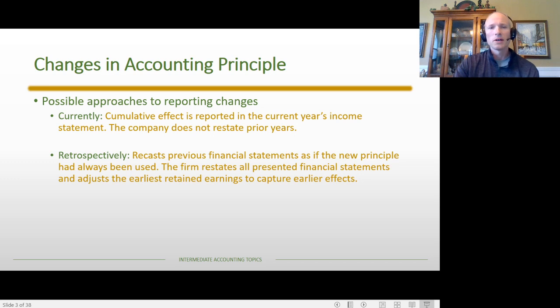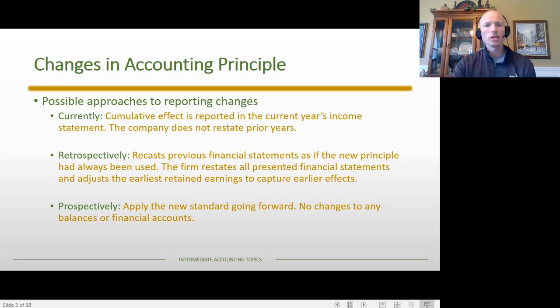So that's a lot different. And the last one is prospectively. Basically, you don't make any changes to balances. You don't have an adjustment to your income statement, nothing like that. You just basically say, okay, now we have this new system, and whatever happens from here happens from here. So you can see there's just 3 different ways that we can handle it.